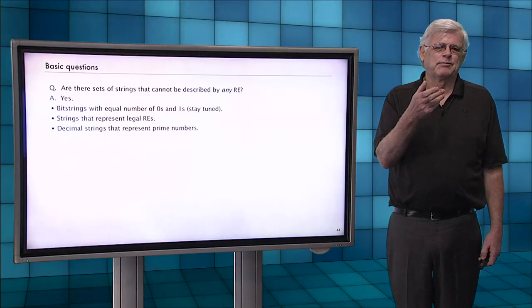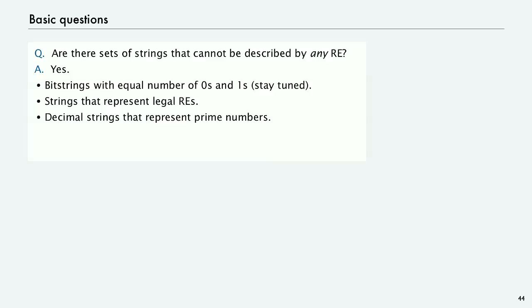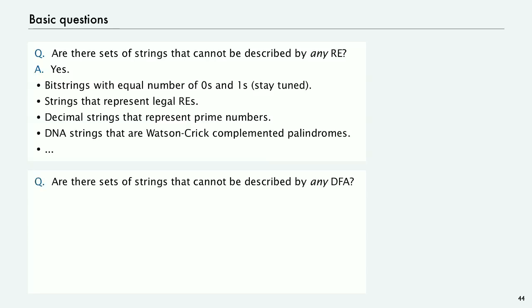There are many other examples. Strings that represent legal regular expressions: there's no regular expression for describing those. Or prime numbers, or another example from biology, complemented palindromes or palindromes. There's a long list of sets of strings that we'd like to work with that regular expressions are not powerful enough to describe. And you might say the same thing about DFAs.